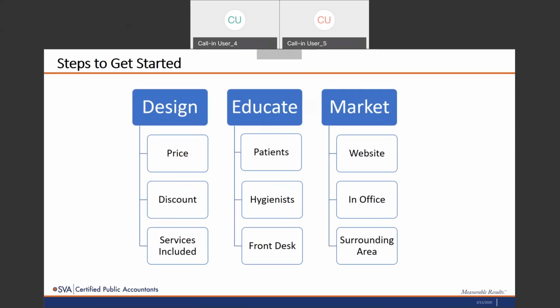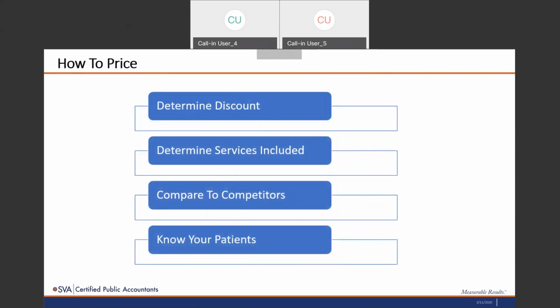Next with plan design then is figuring out how do you price the plan? A great question and a really important one as you're thinking about setting up your dental membership plan. You want to make sure you price it right from the start. In my mind, the first big step here is you want to determine what level of discount you want to offer with your dental membership plan.